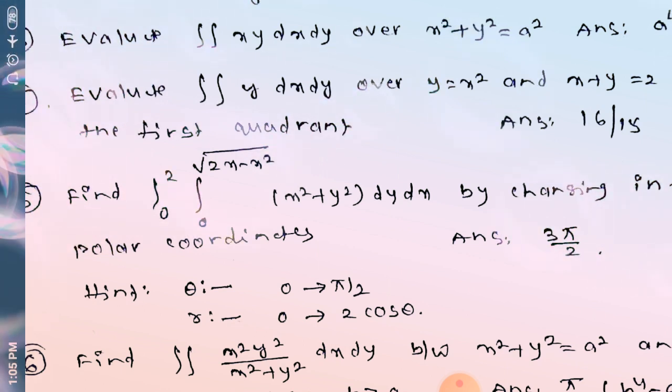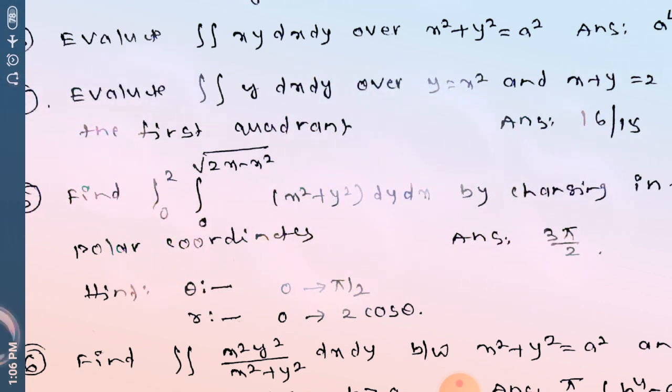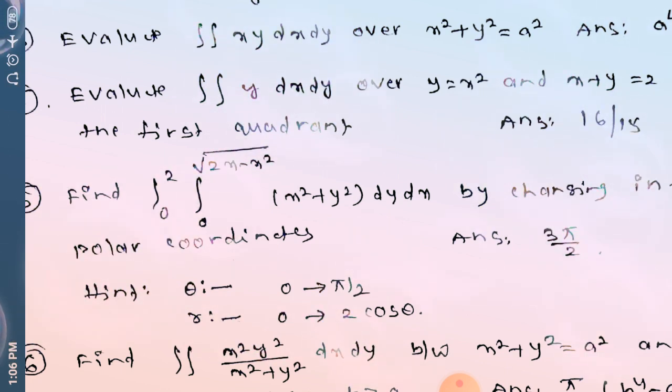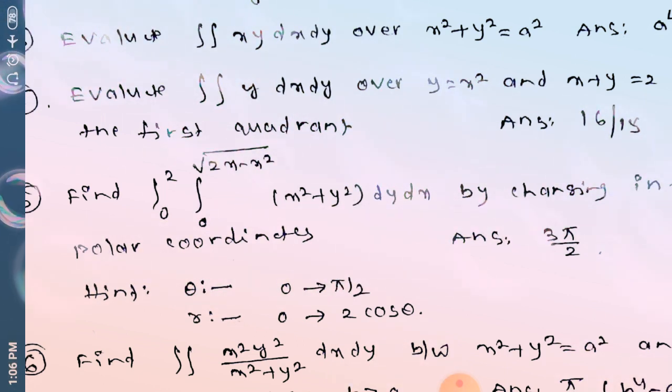So in order to get cos power 4 theta, I can write cos square theta whole square. That cos square theta can be taken as 1 plus cos 2 theta by 2. It is whole square there, a plus b whole square. Just you do the simplification and substitute the limits. You will get the answer is 3 pi by 2.